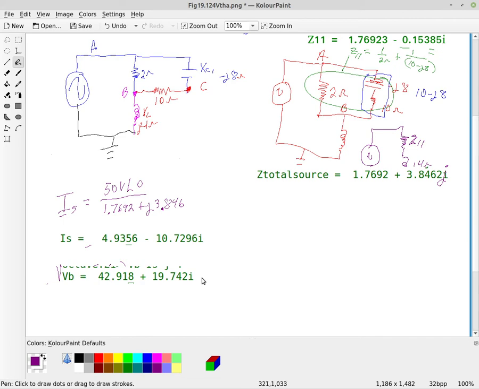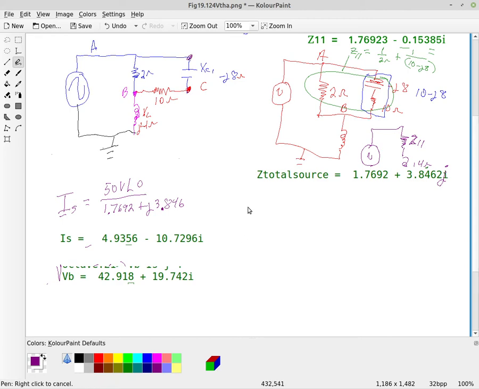This is the value, but we still need to find the voltage from B to C. So we need to find the voltage through this 10 ohm. Okay, so I need to find the current through the 10 ohm. So what I'm going to do is calculate the voltage from VA to VC.